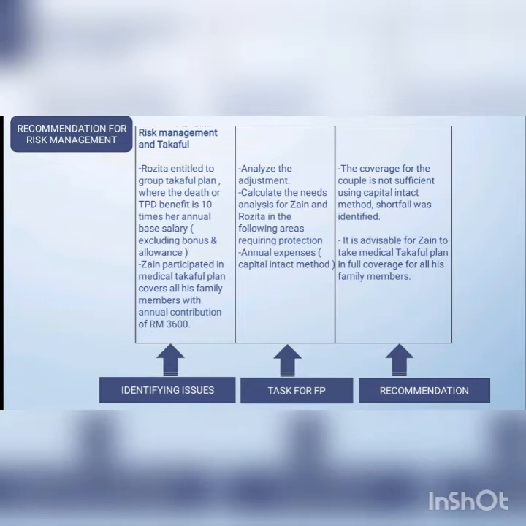Task for financial planning: analyze the adjustment, calculate the needs analysis for Zain and Rozita in the following areas requiring protection. Annual expenses, capital intact method. Recommendation: the coverage for the couple is not sufficient using the capital intact method because their shortfall was identified. It is advisable for Zain to take up a medical takaful plan with full coverage for all his family members.